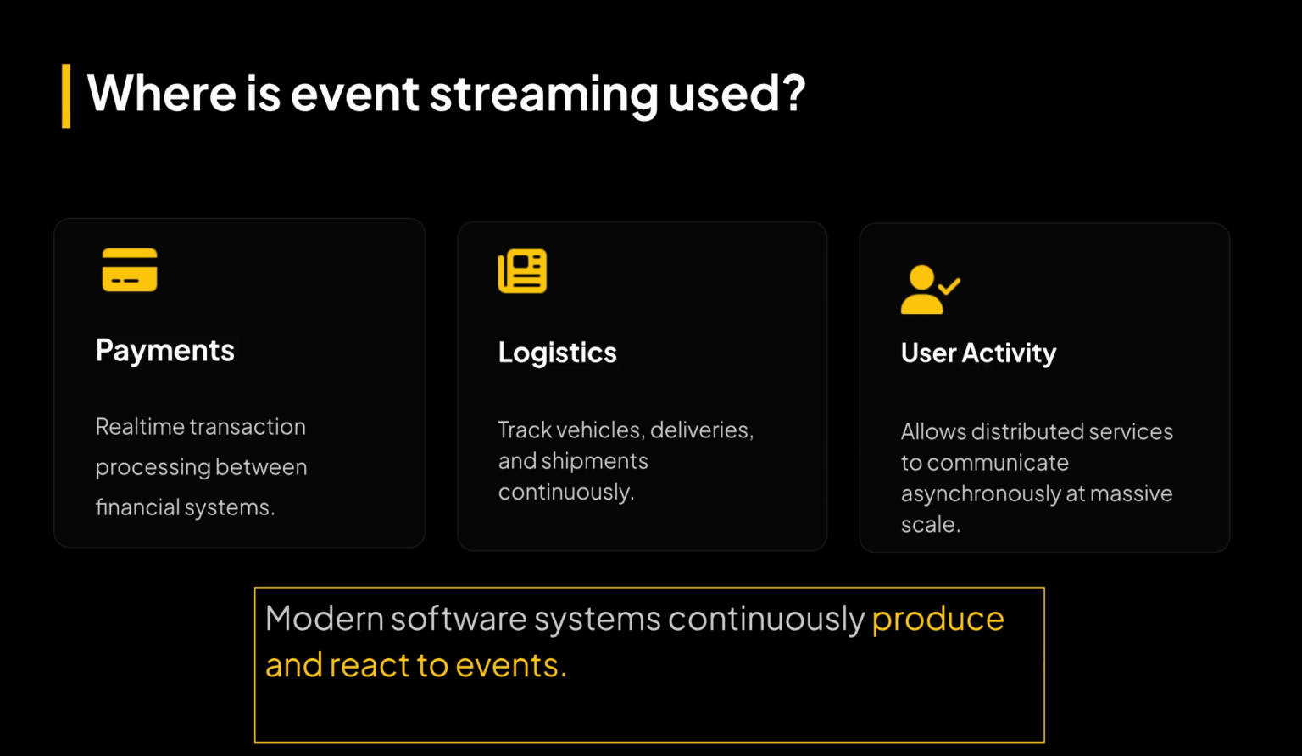Event streaming exists almost everywhere in modern software systems. In financial systems, it processes transactions and payments in real time. In logistics, it continuously tracks vehicles, deliveries, and shipments. In IoT systems, sensors constantly stream live data from devices and machines. And in modern applications, user actions like clicks, orders, notifications, and analytics are all treated as events flowing between systems. This is why event streaming became such an important architectural pattern in modern engineering.